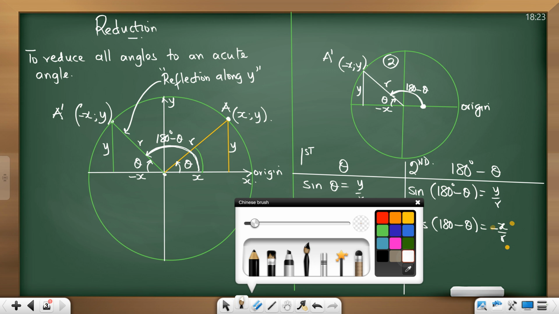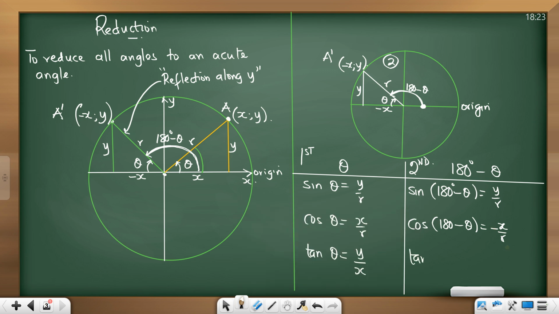My tan is supposed to be y over x. Tan 180 minus theta is y over x. But what is my y? Y is y. But my x is what? Negative. So it's negative y over x.